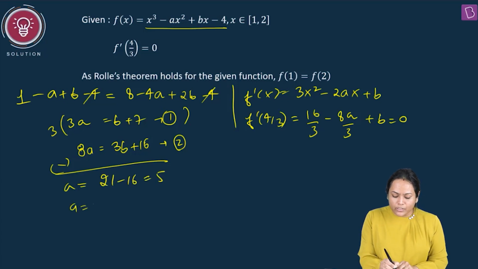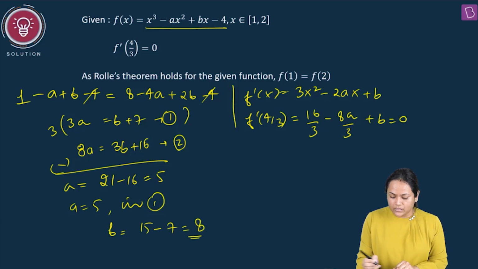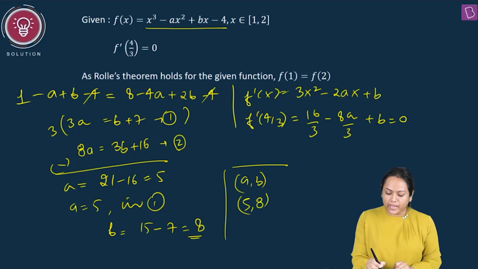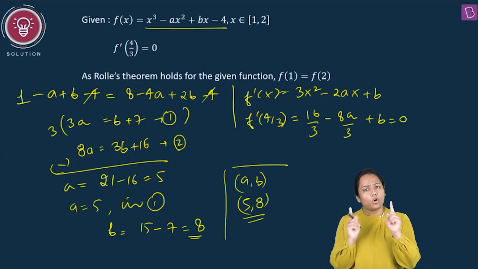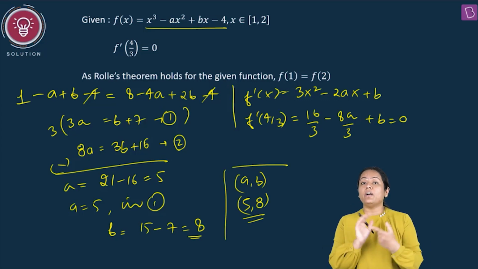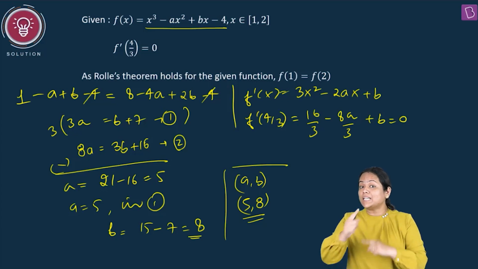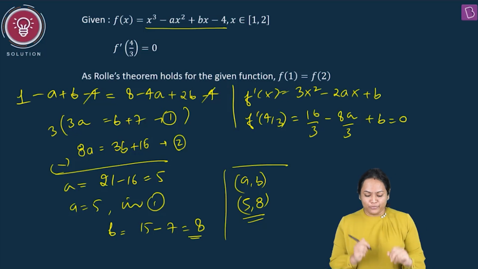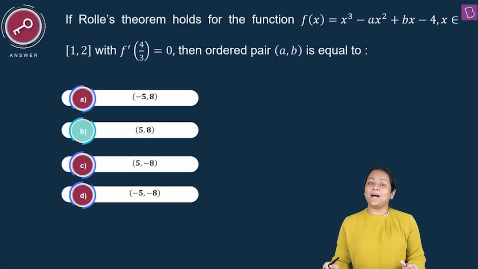So my a value is 5, and when I substitute it in 1, I'm going to get b is equal to 3a, that is 15 minus 7, is equal to 8. So my ordered pair a comma b is going to become nothing but 5 comma 8. Now tell me, was this question difficult? No, it wasn't, but for that you have to remember Rolle's theorem and the conditions associated with it. Clear? Perfect. So the answer will become B.